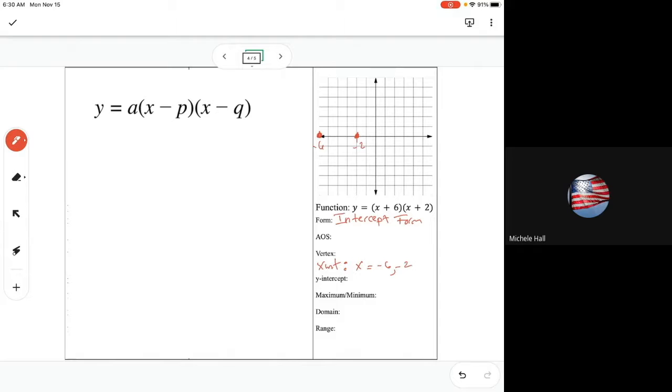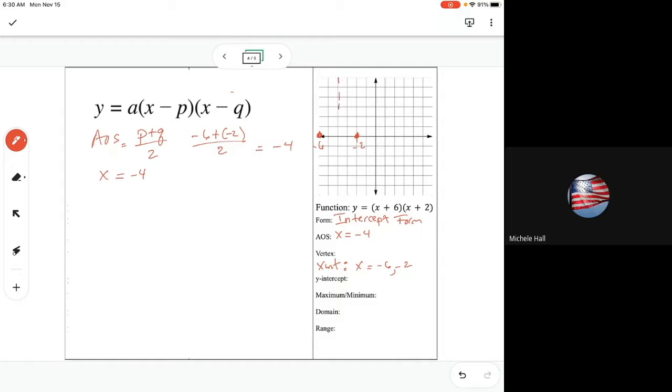The axis of symmetry is halfway between the x-intercepts. To find the AOS, we would do p plus q divided by 2. Here we see that p is negative 6 and q is negative 2. Negative 6 plus negative 2 divided by 2 equals negative 4. The axis of symmetry is x equals negative 4.